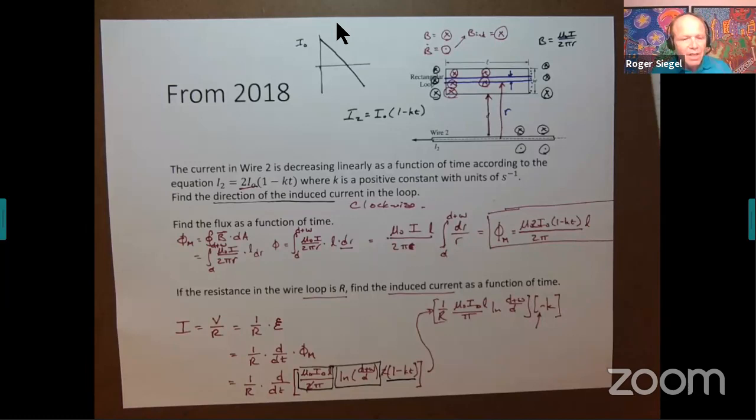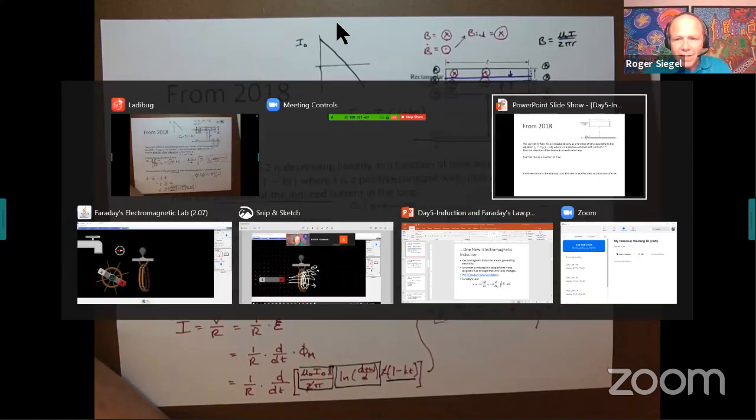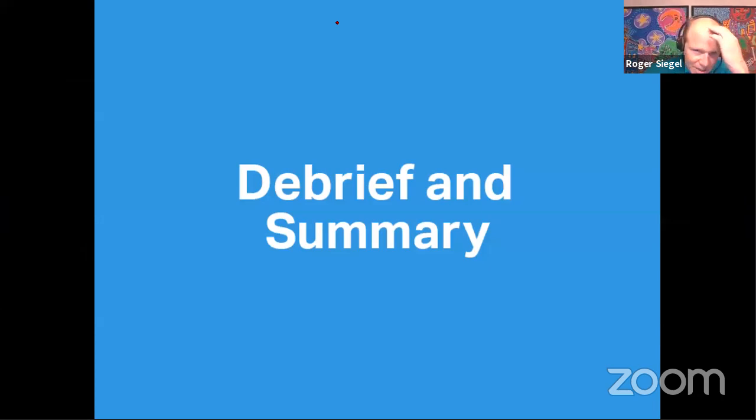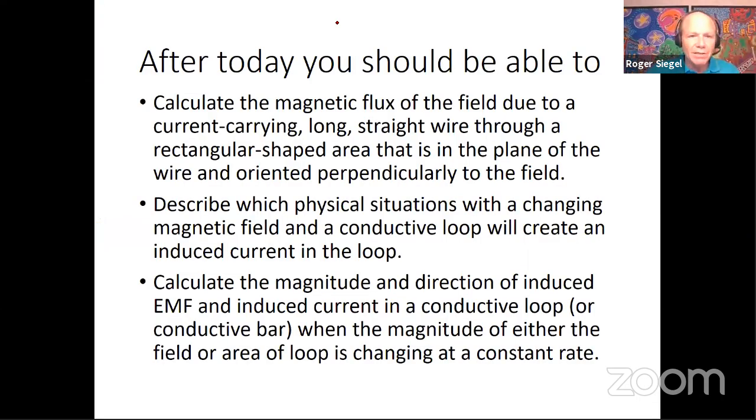All right, so we have really gone the gamut today. We've gone through the whole thing. Let me go ahead and take us out of here. Debrief. So this is what we tried to do today to help you understand magnetic flux and magnetic induction. And maybe next time you turn on the light switch, you'll go, hey, some induction just happened somewhere.